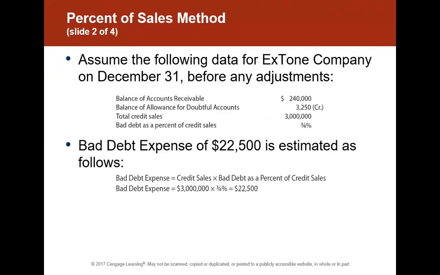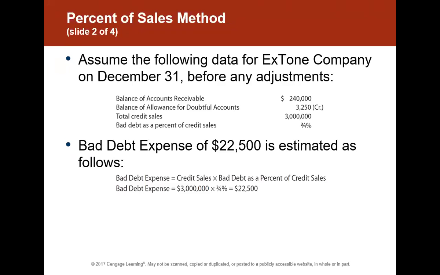Okay. So when we are looking at percent of sales, they're truly just going to give us some type of percent. And I think we may have covered this briefly. So when it's percent of sales, they give us some information like our accounts receivable, the allowance for doubtful accounts, total credit sales, and bad debt is a percentage of credit sales. So in this case, they're estimating 0.75% of credit sales are going to be uncollectible.